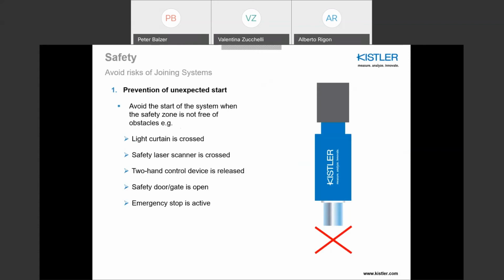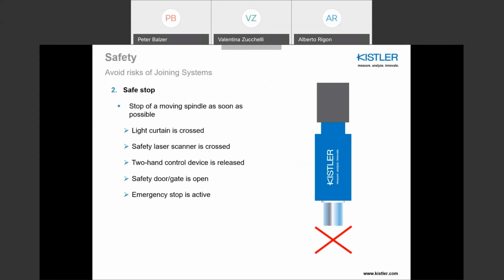First risk. The second risk is the safe stop during the operation. So this means also, let's imagine the manual workstation, light curtain, the spindle is doing its process, idle stroke with 250 or 300 millimeter per second, and someone is crossing the light curtain. You need to make sure that the spindle is stopped as soon as possible to avoid any harm to the operator or to avoid any damages.